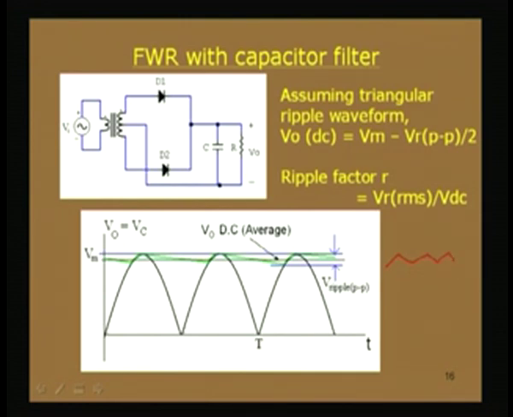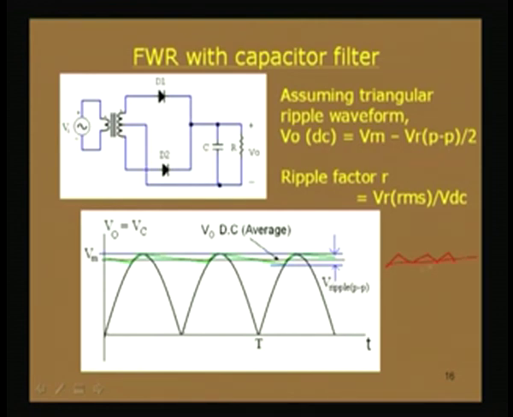So, if we consider this triangular voltage and find out the DC value of the output, V naught DC will be the peak Vm minus this drop, that is, minus Vr peak to peak divided by 2. So, V ripple peak to peak divided by 2 is done to get the average DC value, which is here shown by this black line. So, the average DC value is this peak value minus V ripple divided by 2, assuming triangular ripple.